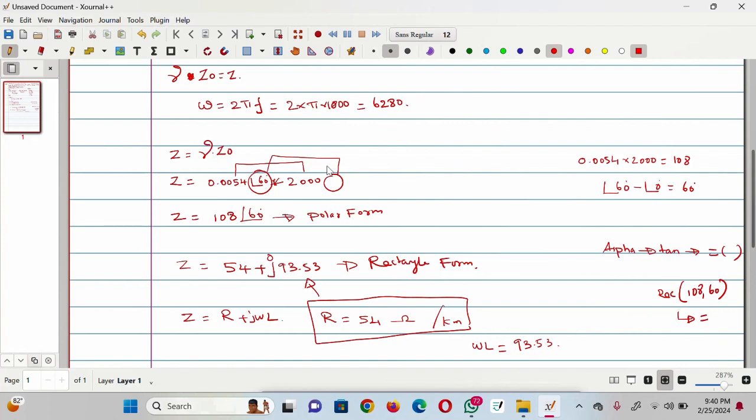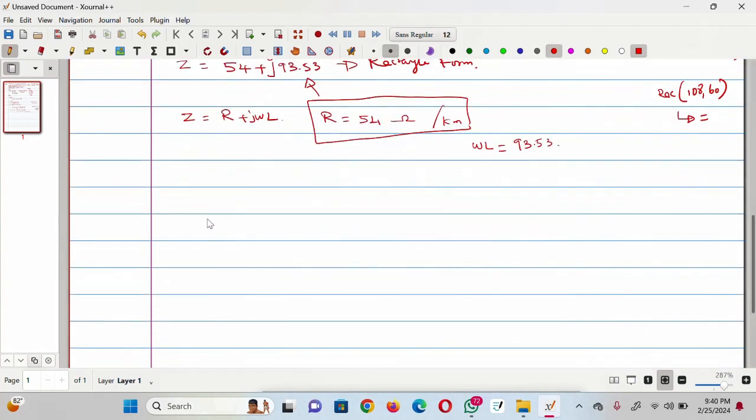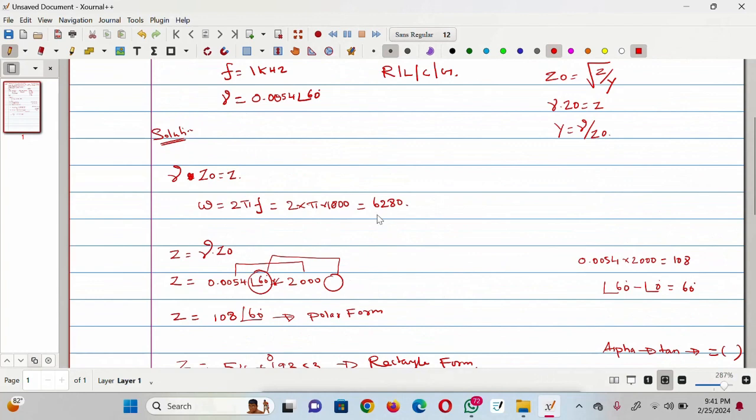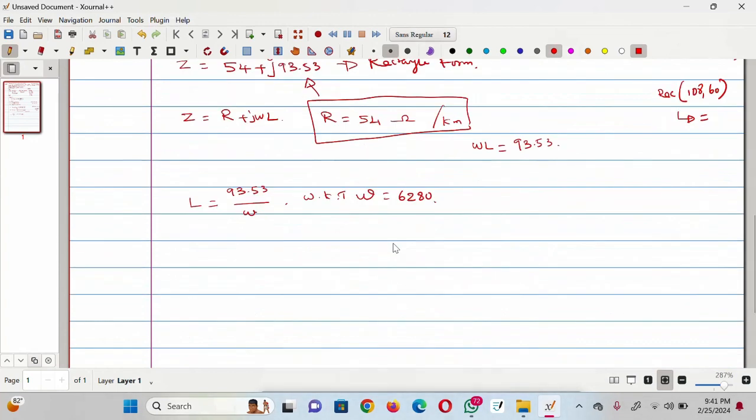So we need to equal this value. We need the L value only. L equals 93.53 over omega. Already we know that omega equals 6280; previously we solved the omega value. From this we can apply this omega value to get the inductor value.